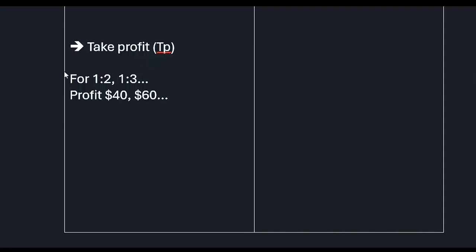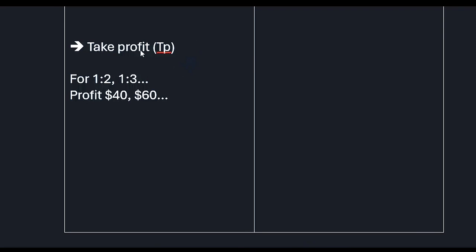Finally, after doing your calculation, after doing everything, the next thing is to determine where to set your take profit. This is the easiest part. Once you have already determined where to set your stop loss and the lot size you want to take, then you consider what kind of risk ratio you want to take. Are you trying to risk 1 to get 2, or are you trying to risk 1 to get 3, 4, and so on? Then after that, just multiply the amount you want to risk by the ratio.